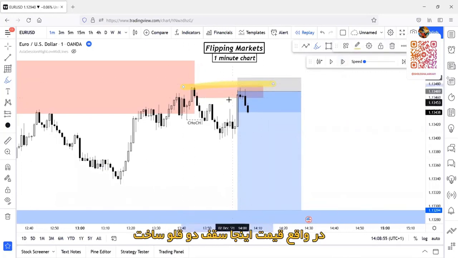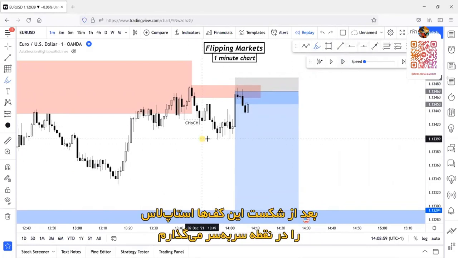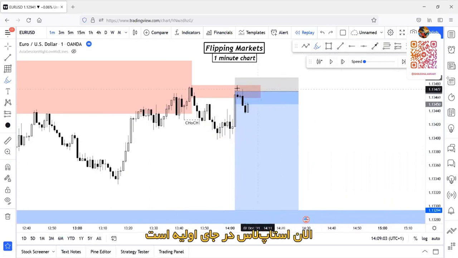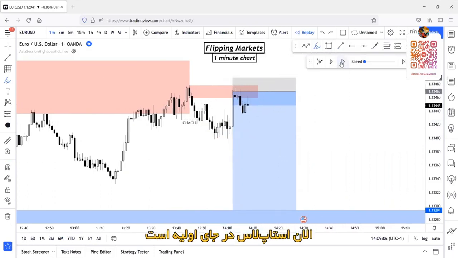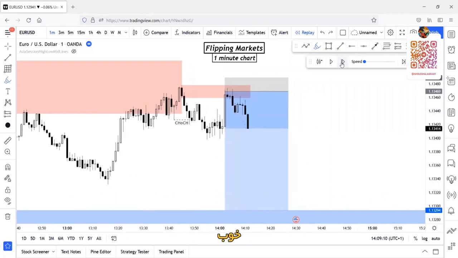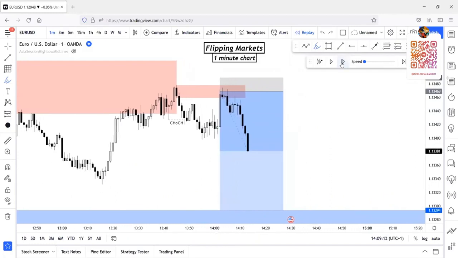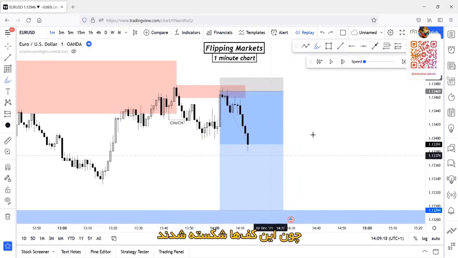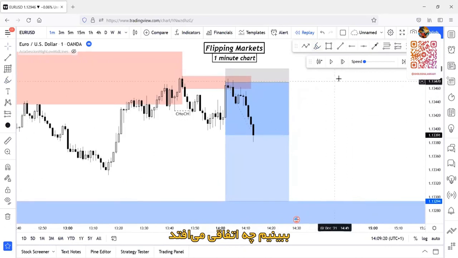Actually, price created equal tops right here. I will set my stop loss after these lows are broken. So right now the stop loss remains the same. Okay, and now I will set my stop loss to break even because these lows are broken. Let's see what happens next.